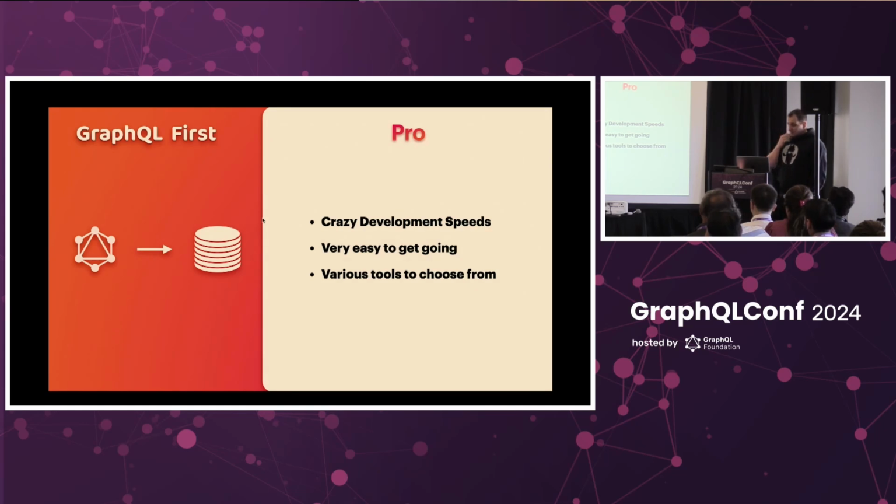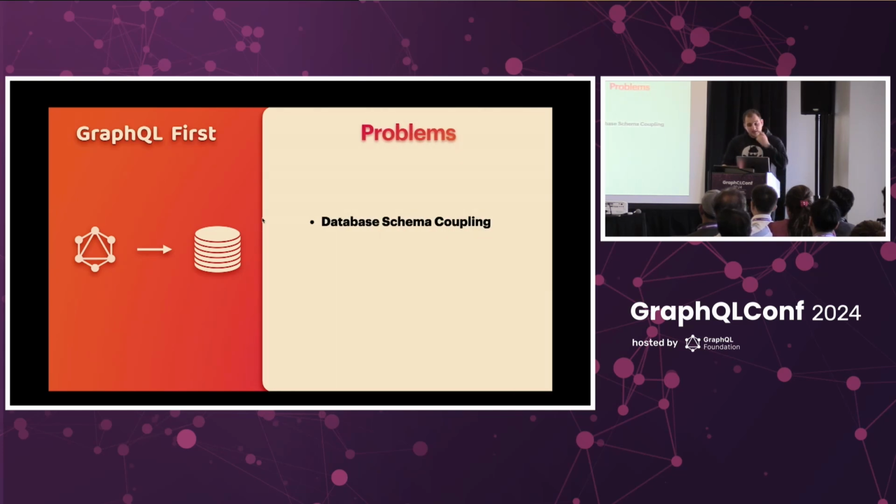And you have various tools to choose from, like the ones I showed you before. The problem that you have is a very tight coupling between your database schema and your GraphQL API. And you may not actually want that, because your database usually changes, and when your database changes, you don't want your GraphQL schema to change as well. That makes change management really difficult. And you're likely to expose internals like join tables or something like this.